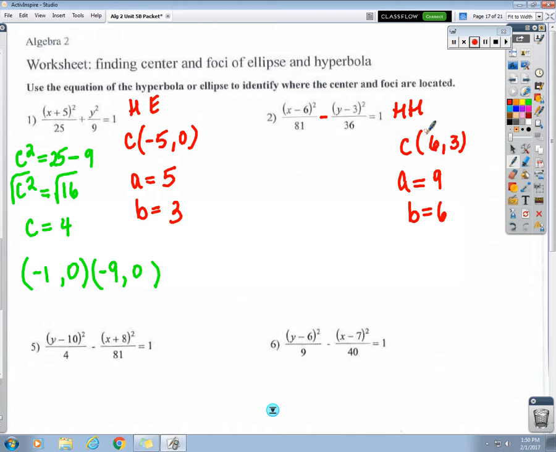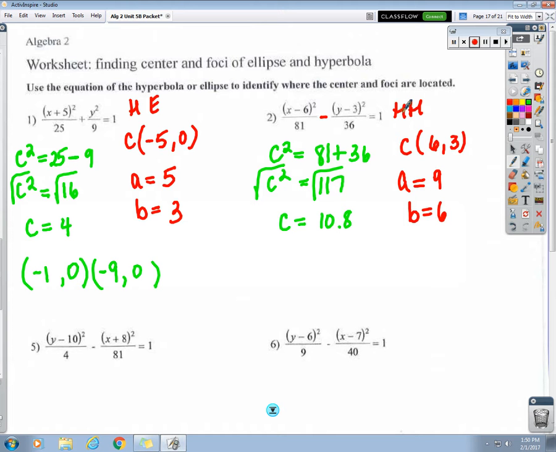With hyperbolas, the foci formula is C squared equals A squared plus B squared. So 81 plus 36, and what does that total up to? 117. And then to solve for C, square root both sides, and so C equals 10.8.